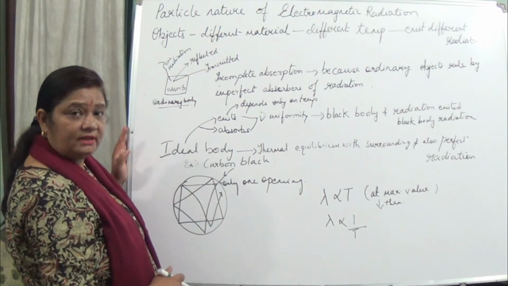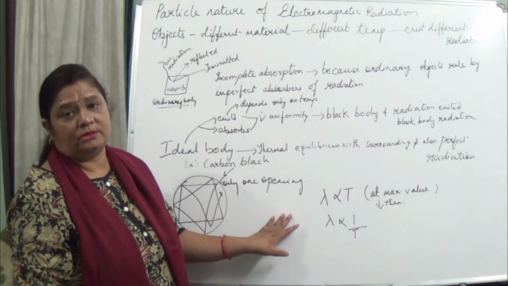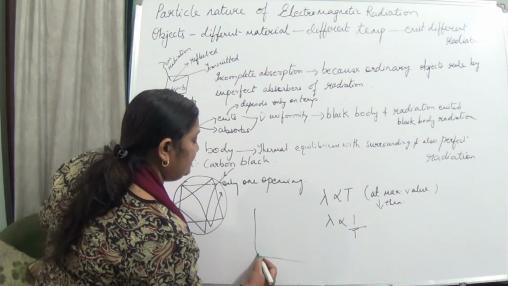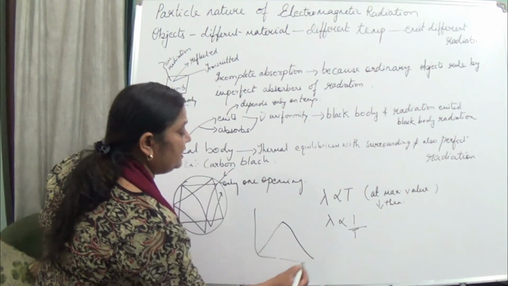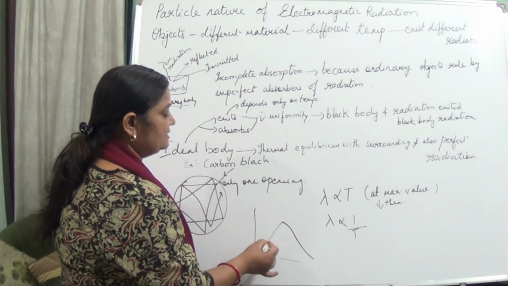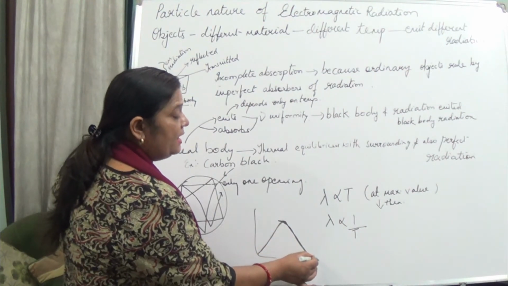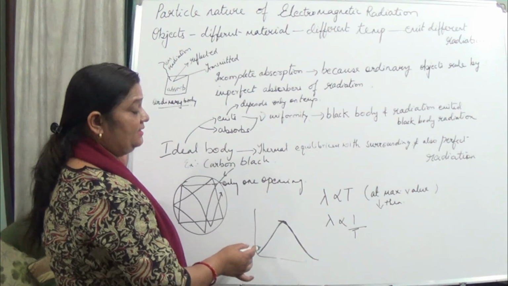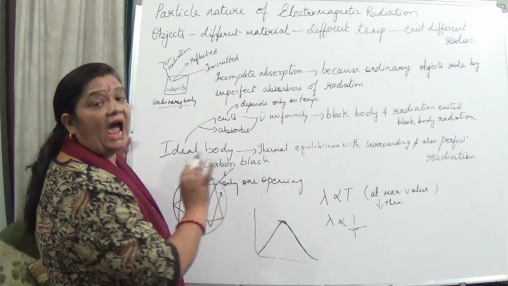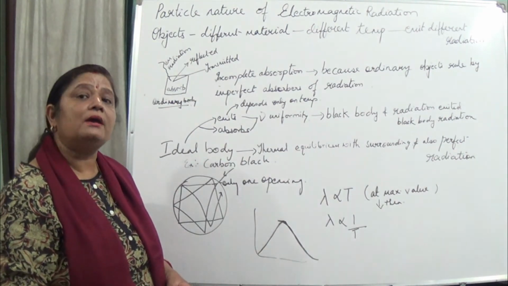Now what have we seen? The wavelength increases with temperature, reaches a maximum value, and then starts decreasing with further increase in temperature. So first the wavelength is directly proportional to temperature, and then it is inversely proportional to temperature. And this was not explained by the wave theory of electromagnetic radiation.